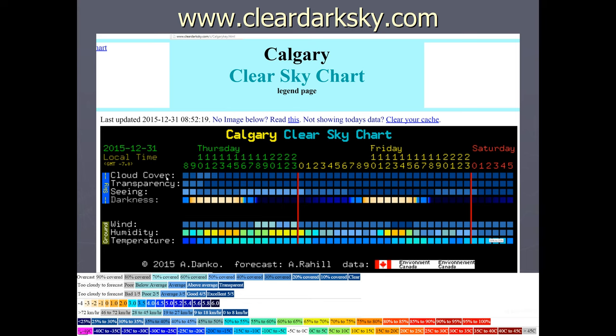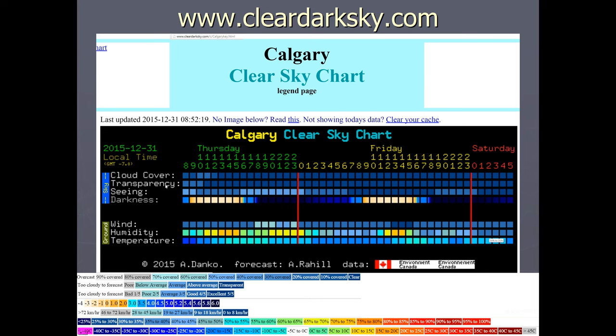Now, the first row here is cloud cover. The legend is down below. If it is overcast with clouds, it will be light gray, and then dark gray. And then if the sky is all clear, it will be dark blue. So this will tell you the amount of cloud cover.